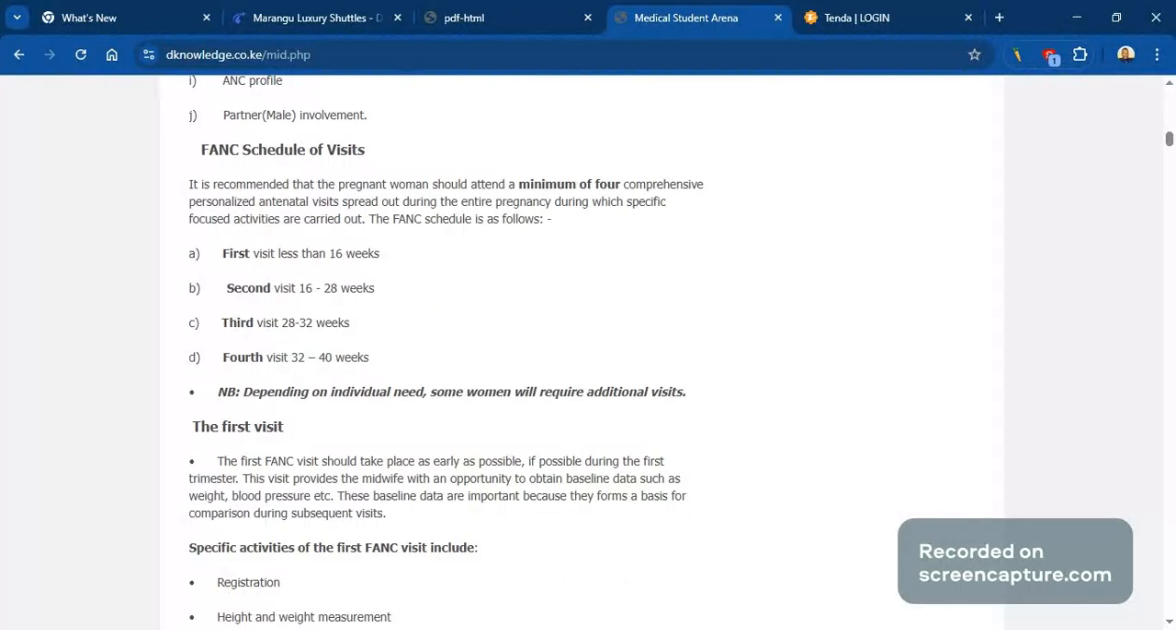I hope you're good. Now, depending on individual needs, some women will require additional visits.